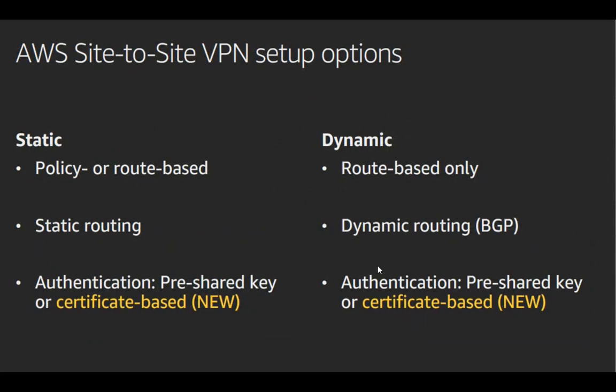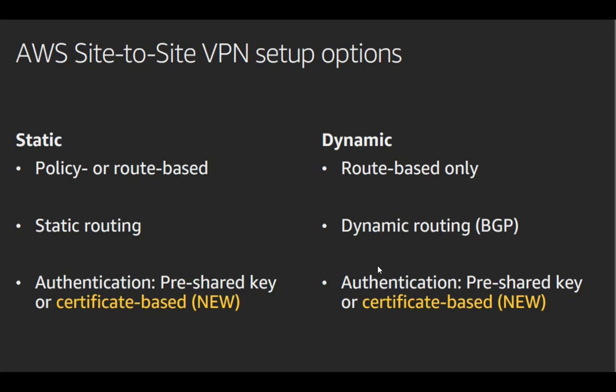Now, how does it fit in, and what are the possible options for Site-to-Site VPN? Let's explore that. We basically have two options: one is static and the other is dynamic. Static is policy or route based. You can have a policy or define a route, and you can route all the traffic through static routing. The routes have to be added in a static way, so you define static routes inside your connection.